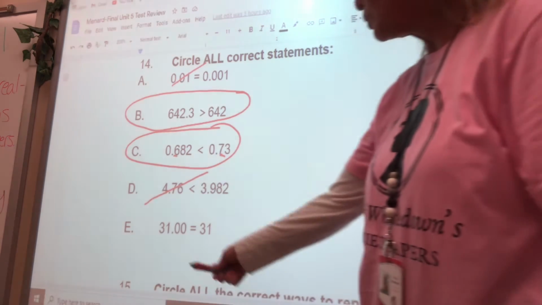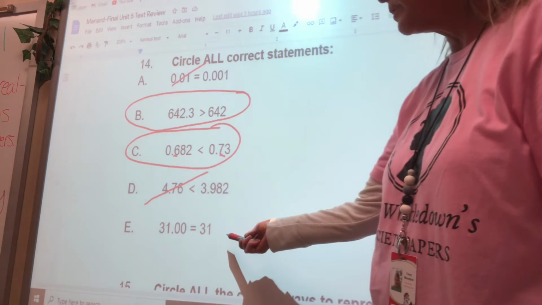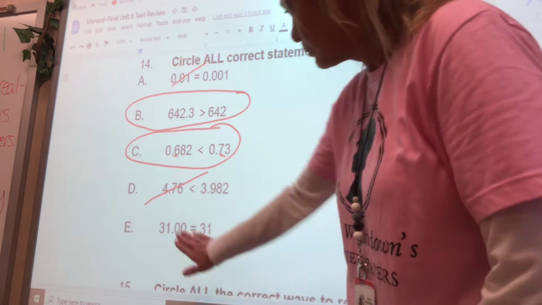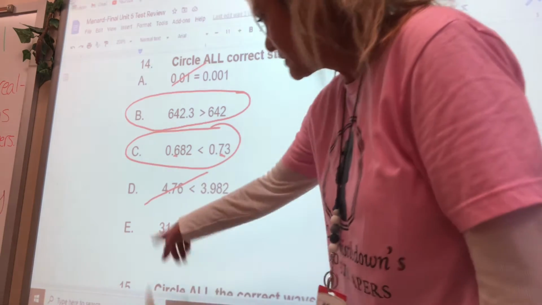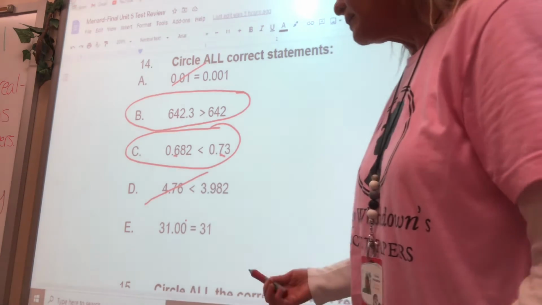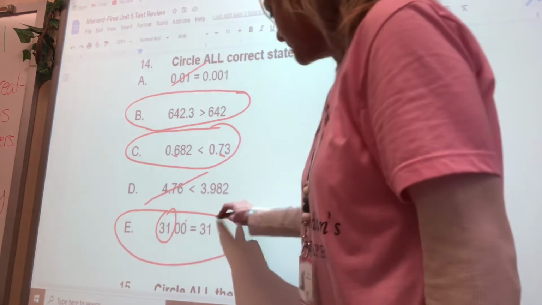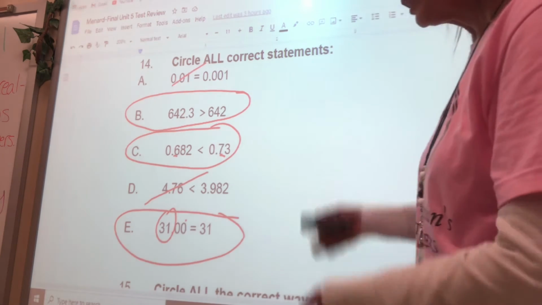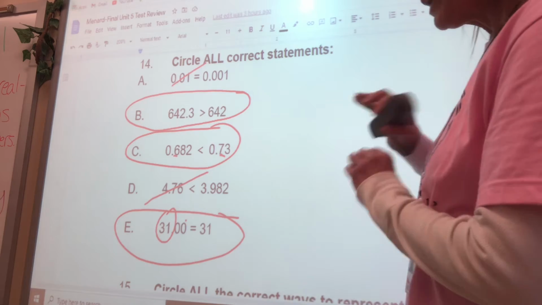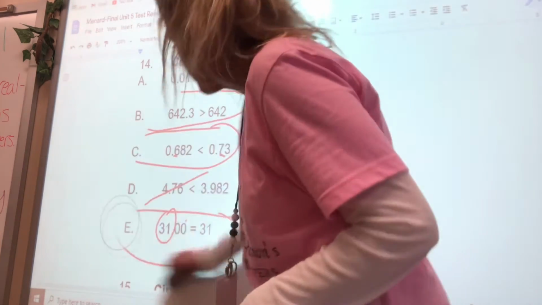Okay, and then the last one, 31 and 0 hundredths equals 31. Well, I don't have anything in my decimals, so if I cover that up and I just have 31 point, then yeah, that's the same as just 31, isn't it? So that is also a correct statement. So be careful on the test. Make sure you look at each one. It's not just a basic multiple choice. You can't just pick one answer. Circle all correct statements.